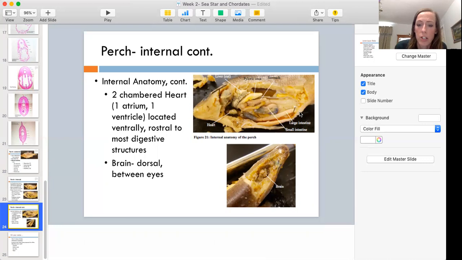Okay, so additionally, if you continue to look, if you remove and look a little bit deeper, you can see the heart, which is present on the ventral side, little bilobed heart. It has one atrium and one ventricle in the perch, okay? And it is more rostral to most of the digestive structures, okay, that you'll see.